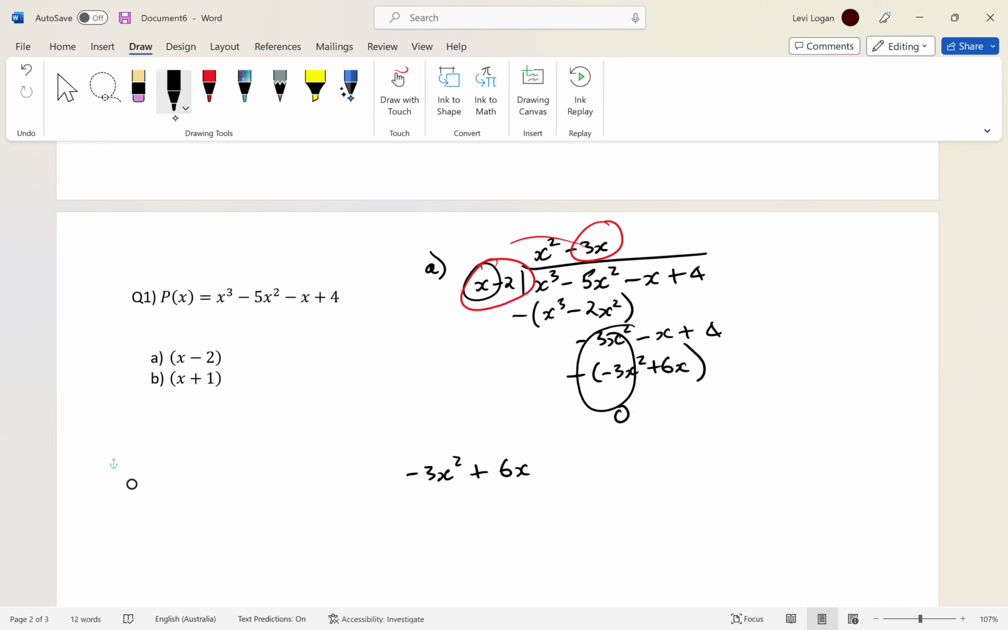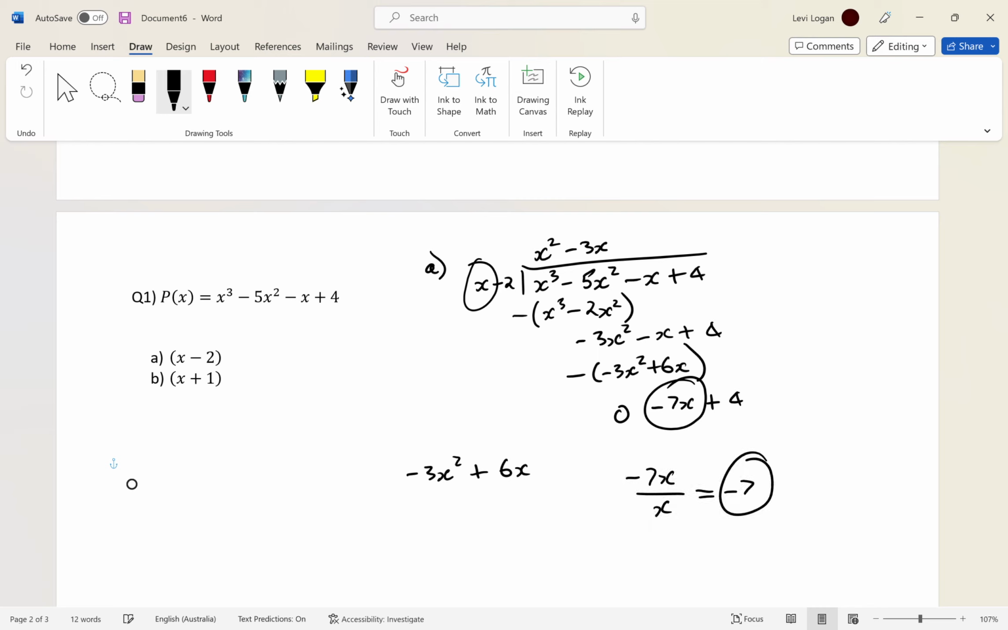Right? You're starting to see a pattern. Then we're going to go negative x minus negative 6x. So we're going to have negative 7x, and we're going to bring the plus 4 down here. It's pretty much an algorithm. Now what are we going to do? We're going to do the exact same thing again. So we're going to take whatever we have here and divide it by this. So negative 7x divided by x is going to be negative 7. Whatever we have here, we put it up here, so negative 7.